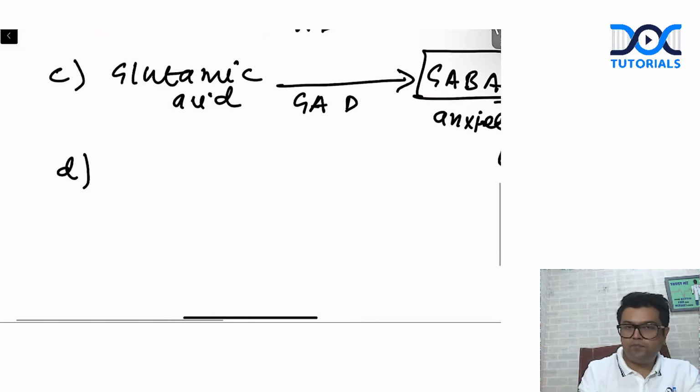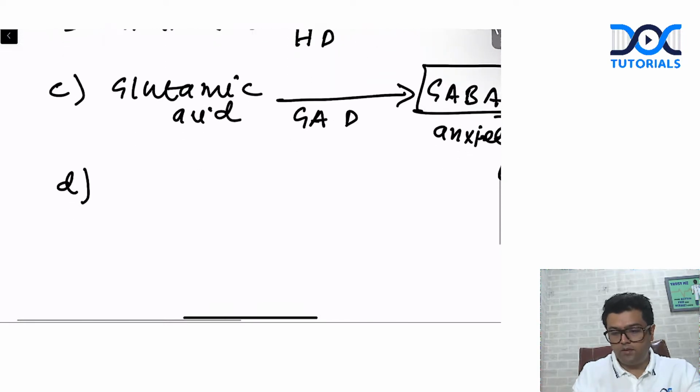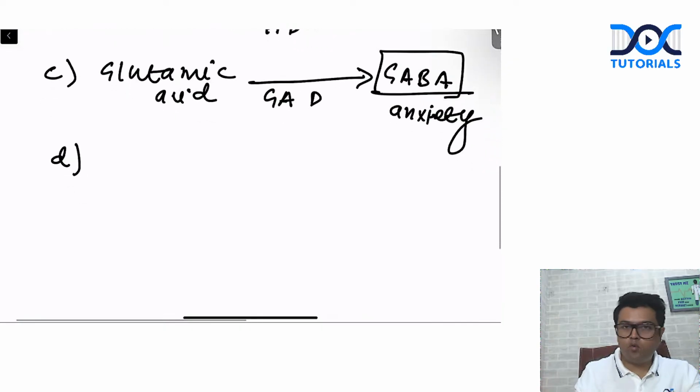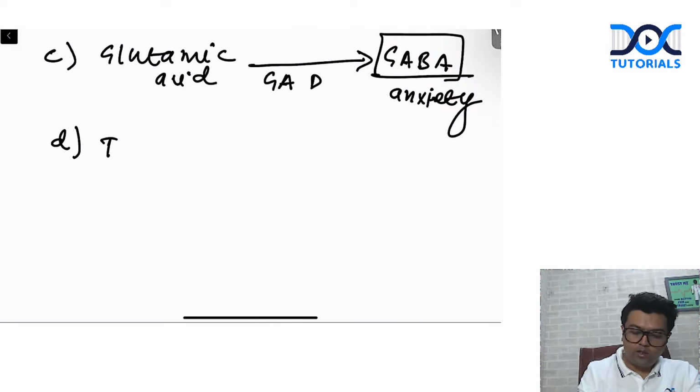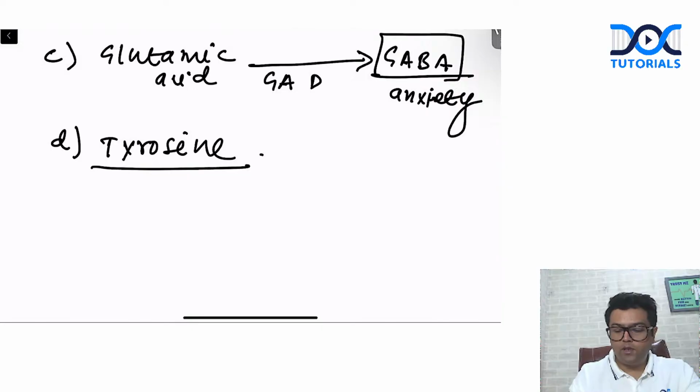Then we have some more neurotransmitters from some different amino acids. So what are the products of, let's say, tyrosine? When we talk about tyrosine, we have multiple products. The first product of tyrosine is melanin.